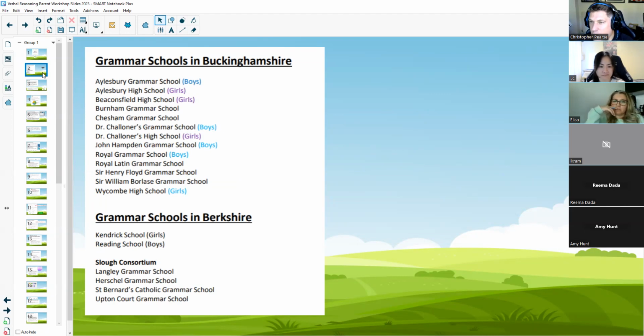Just to point out, with the Slough Consortium, your child just does one sitting for all 4 grammar schools. I have been asked a few times, is it the same exam for Buckinghamshire and the same exam for Berkshire? No, but it is the same exam body, but those papers will be different. And certainly from our perspective, it does make life easier now that we are teaching under one umbrella, rather than doing CEM and GL. It is very much about teaching a GL syllabus.